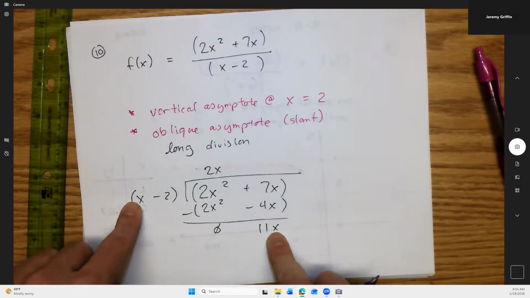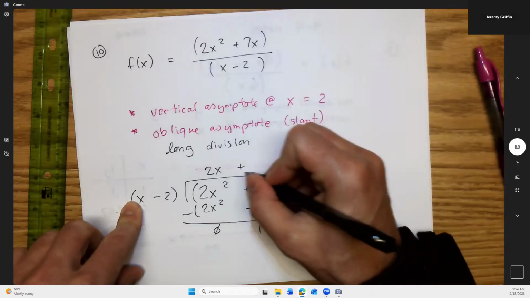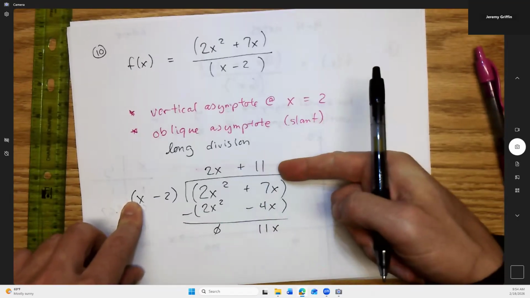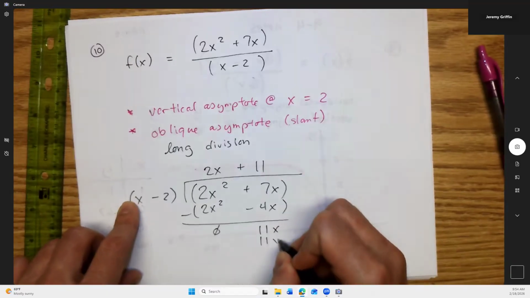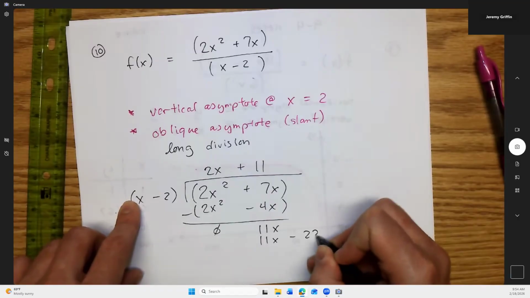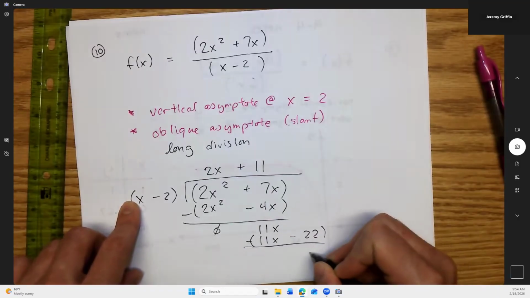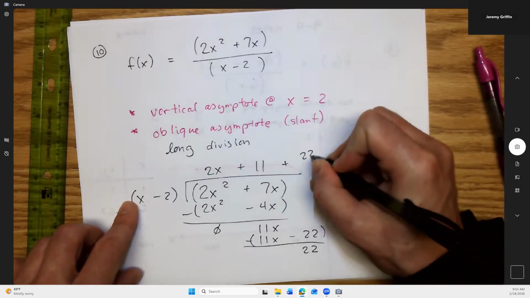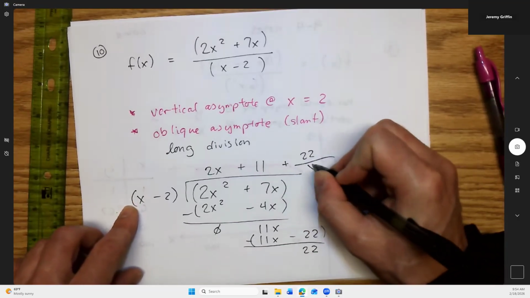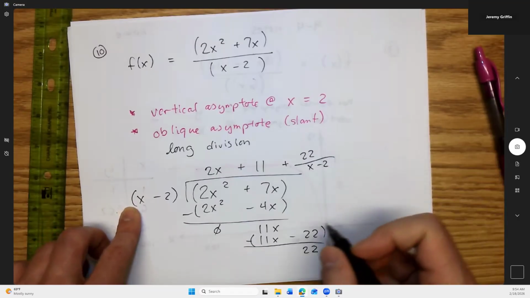11x. Does x go into 11x? How many times? 11 times. So let's do plus 11. Actually, that'll also be part of the slant asymptote. 11x is 11x, and then minus 22. Subtract. I get positive 22 here. So this whole thing plus, and then here's your remainder: 22 over x minus 2. That bit right there.